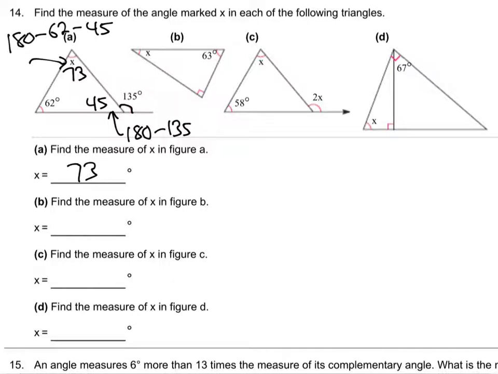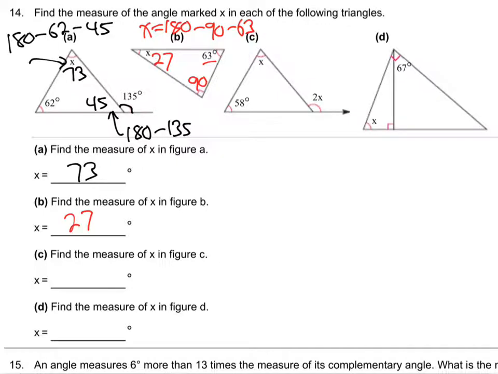Let's go to part B. This is 90, and this is 63. So x is 180 again, minus 90 minus 63. What's that going to be? 27.